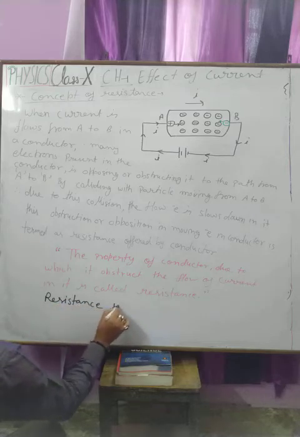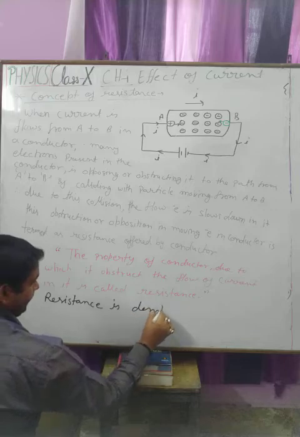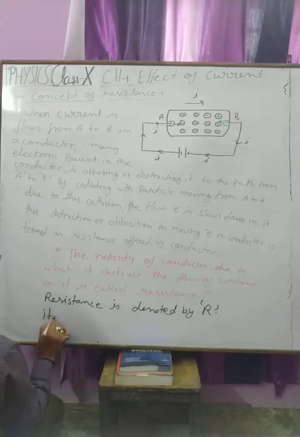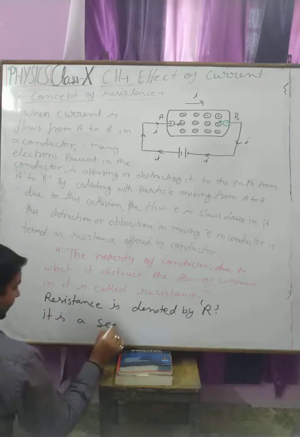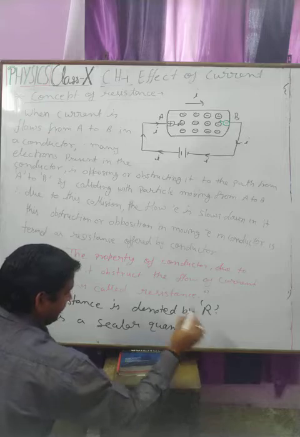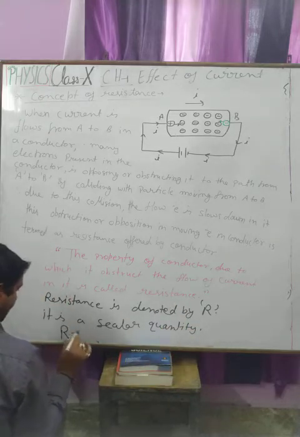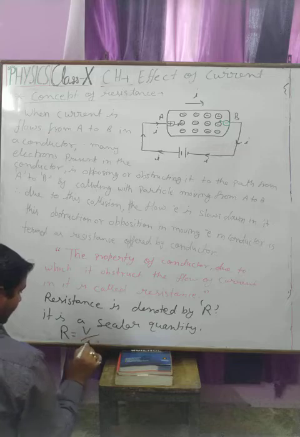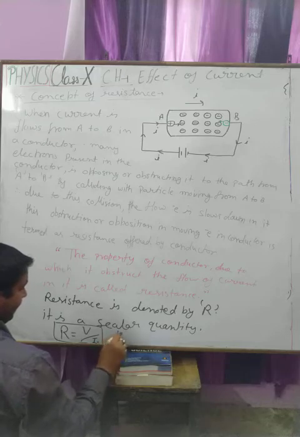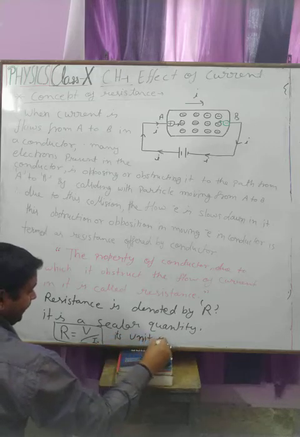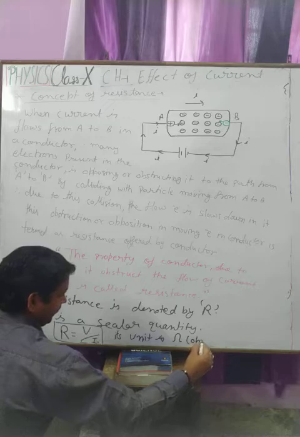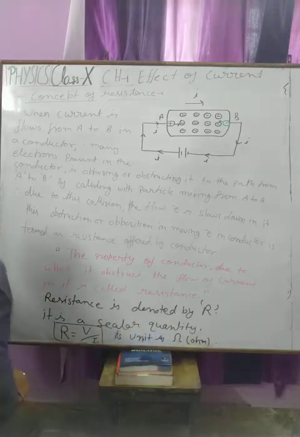Resistance is denoted by capital R. It is a scalar quantity and given by R equals V upon I. Its unit is ohm. Copy this, student.